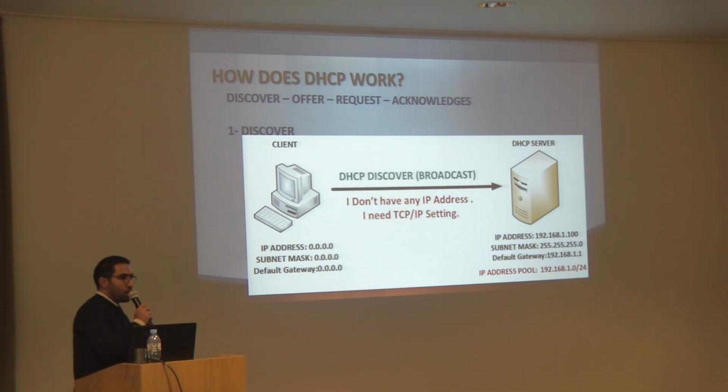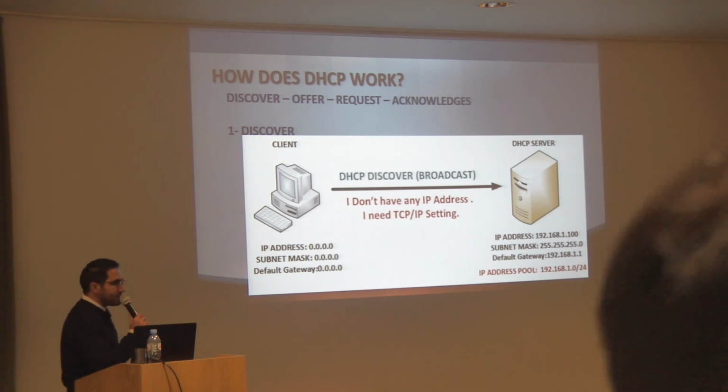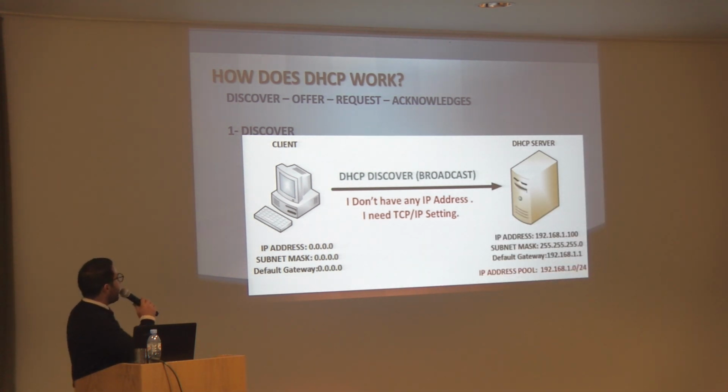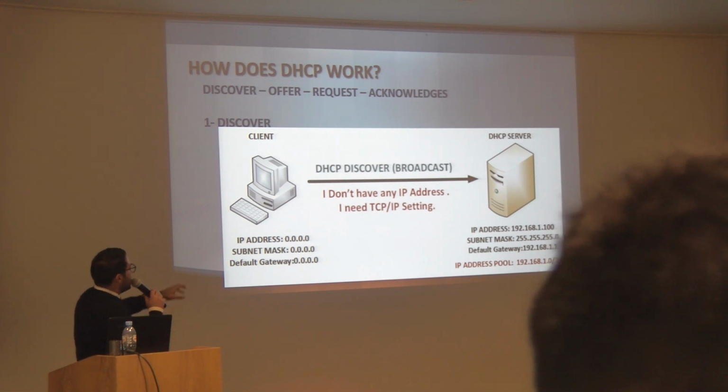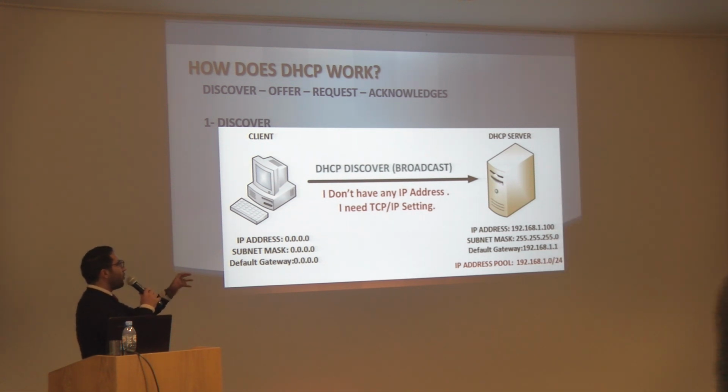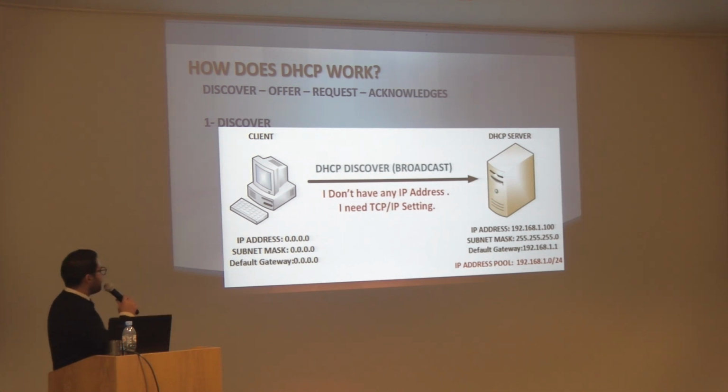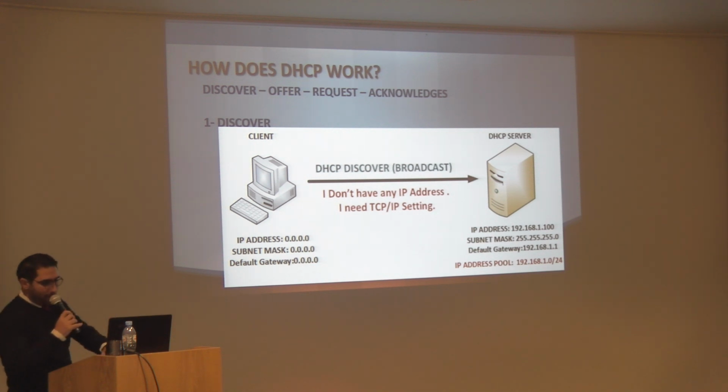This slide shows what happens in the communication between the DHCP server and DHCP client. DHCP uses four types of messages for communication between the DHCP client and DHCP server. The first message is Discover. Discover is a broadcast message. At first, the DHCP client sends a message called Discover to look for DHCP servers on a network. Now, the DHCP client doesn't have any IP address, subnet mask, default gateway, or any network parameters.